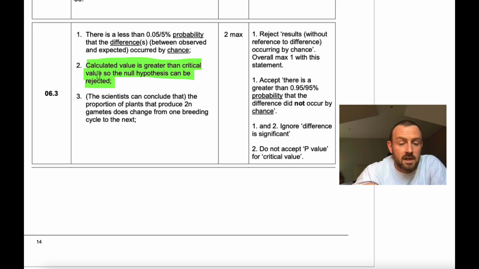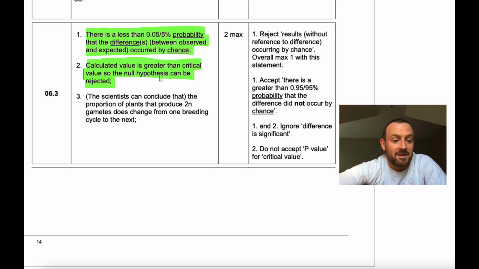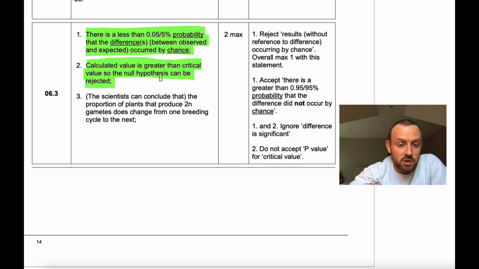So if the calculated value of chi-squared is bigger than the critical value, we reject the null hypothesis, and therefore there is a less than 5% probability that the difference occurred by chance. I think this is something to remember. The probability that the difference occurred by chance is less than 5%. So we can conclude, therefore, that the proportion of plants that produce 2N gametes does change from one breeding cycle to the next.